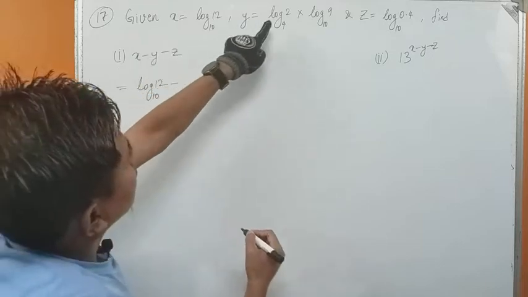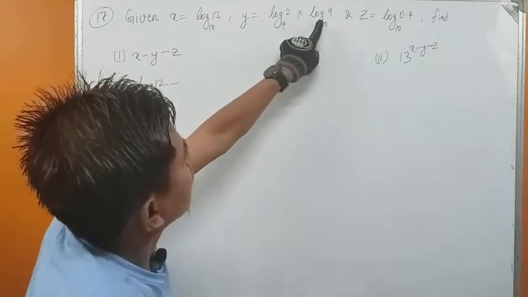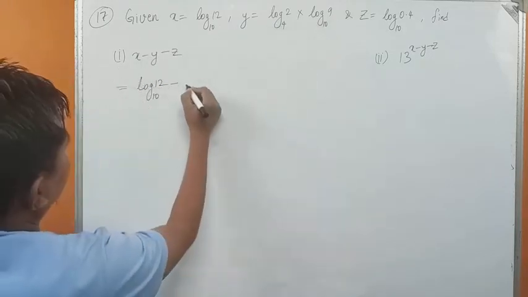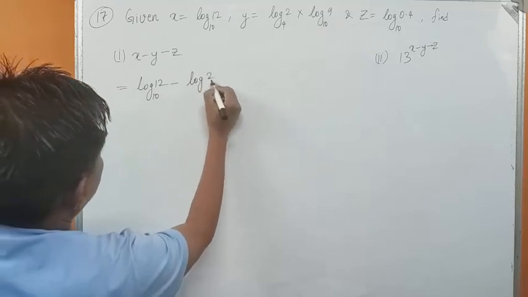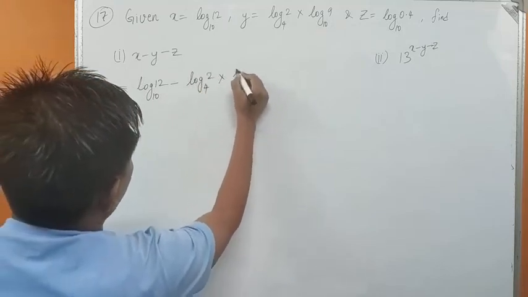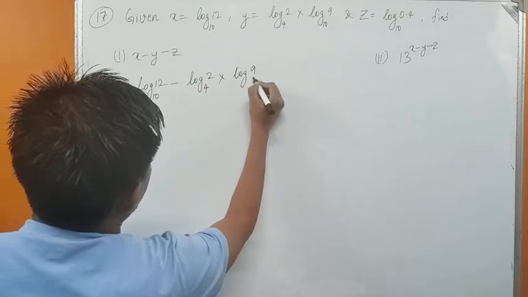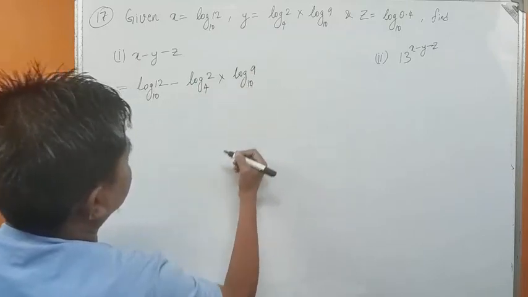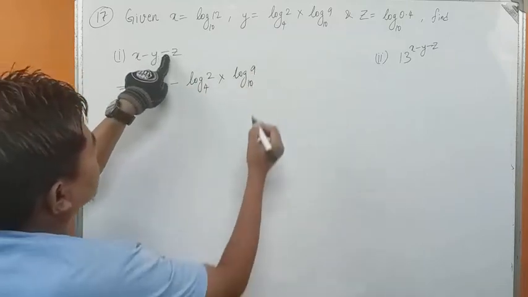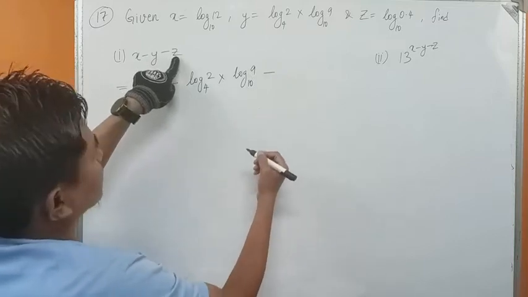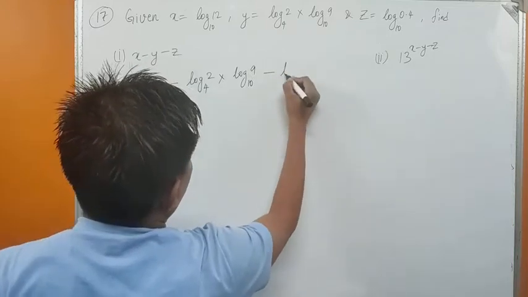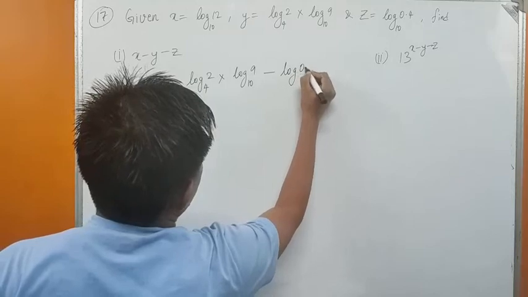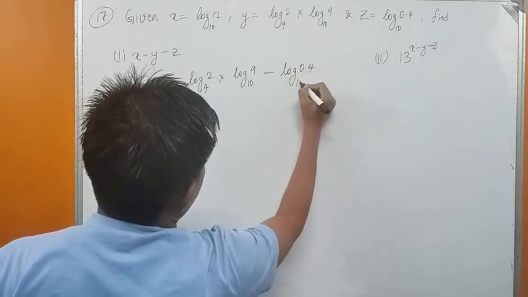y is log 2 to the base 4 into log 9 to the base 10. Log 2 to the base 4 into log 9 to the base 10. Okay, minus, again minus, we have minus z, isn't it? So z is log 0.4 to the base 10, isn't it?